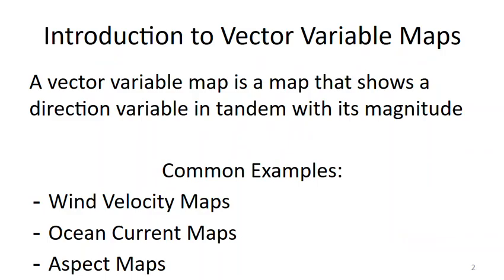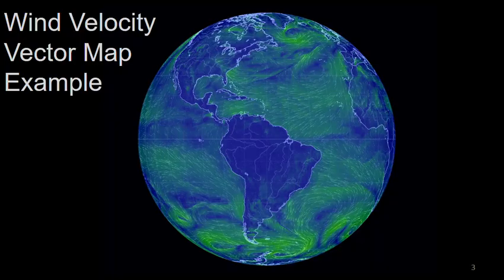So first off, what are vector variable maps? Well, they're maps whose attributes are vectors, and vectors have both a direction and a magnitude. They're commonly used in wind velocity maps, ocean current maps, and aspect maps, which show slope direction on a topographical surface.